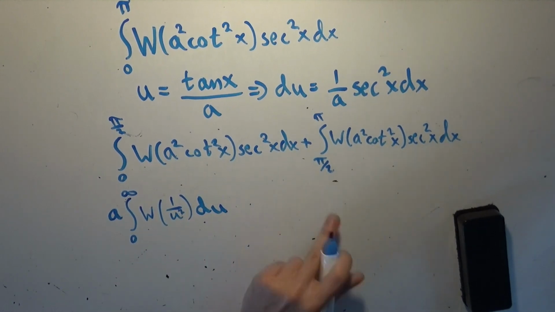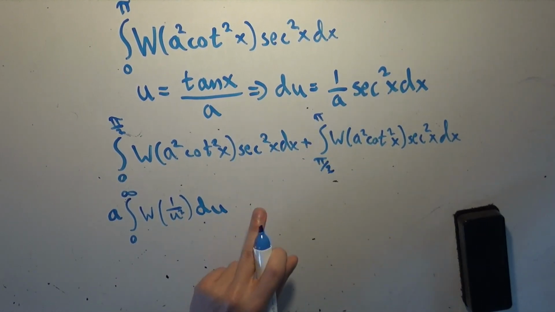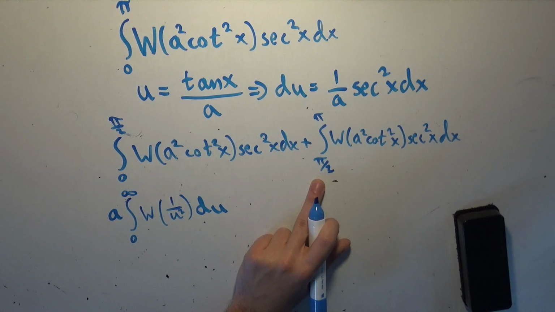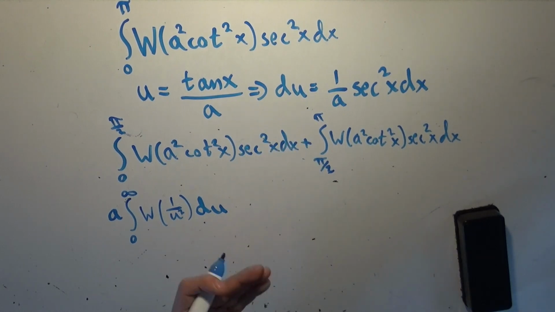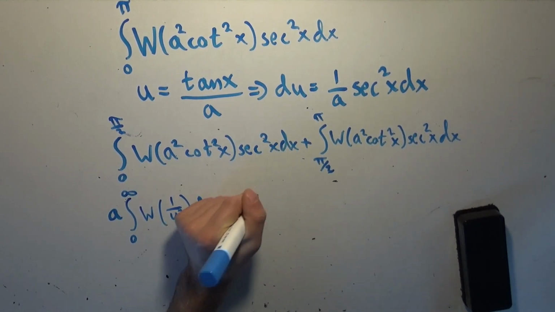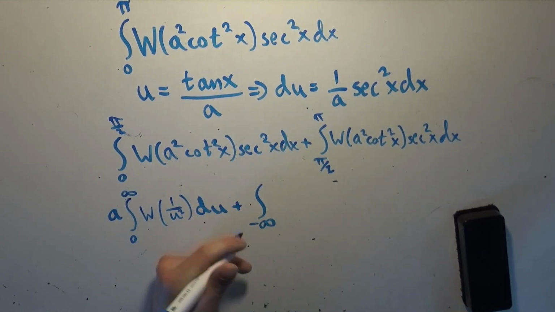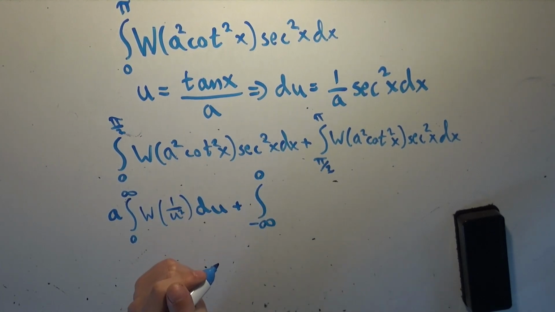Right, and this next one is sort of similar. So tangent of x is, since we're going from pi over 2 to pi, in a sense, we have to go actually from negative infinity up to 0, right?